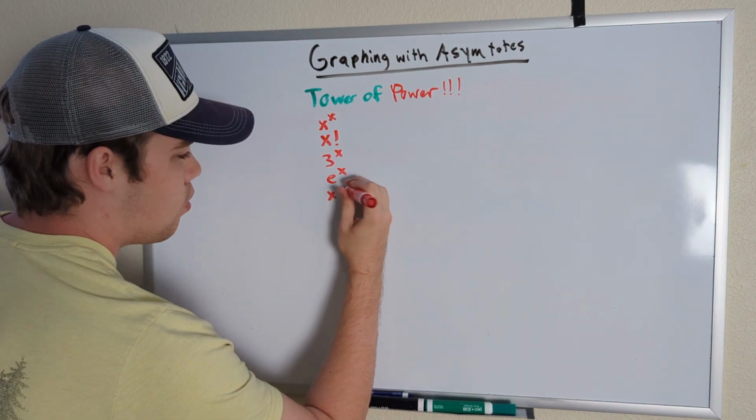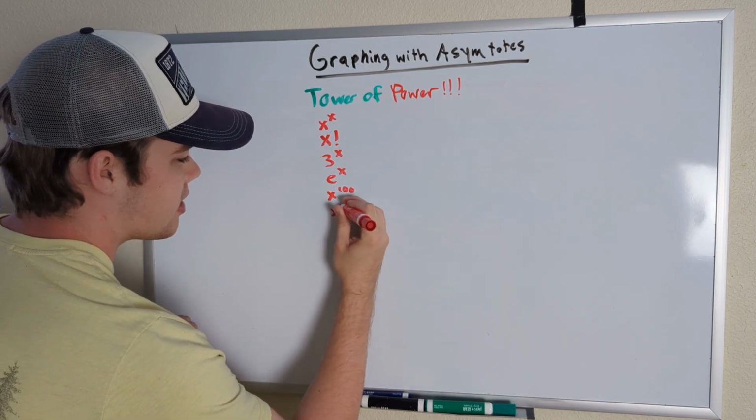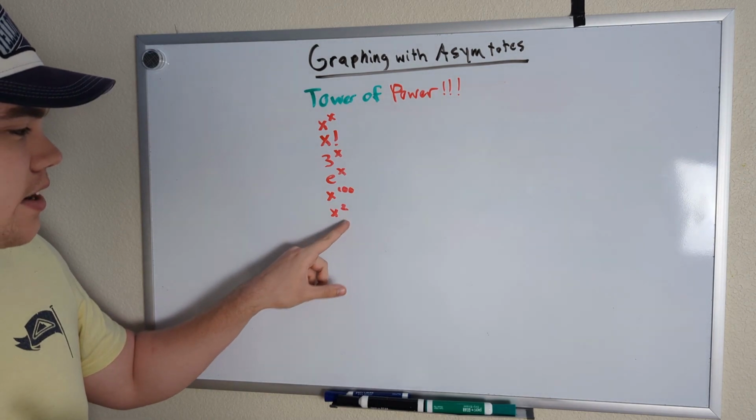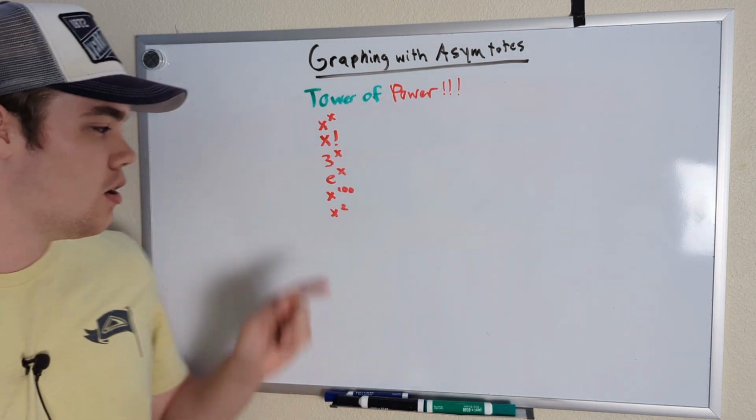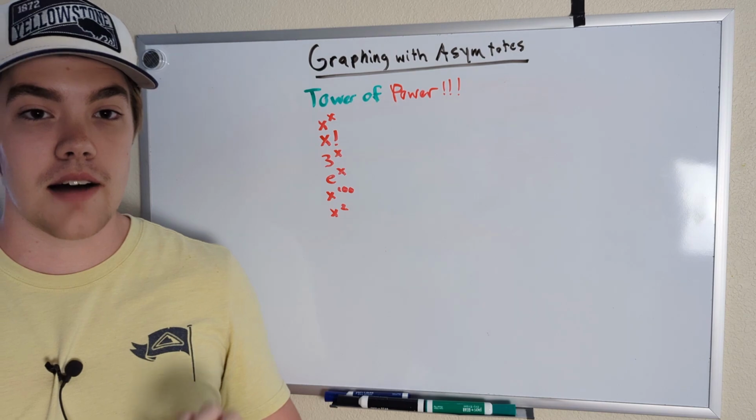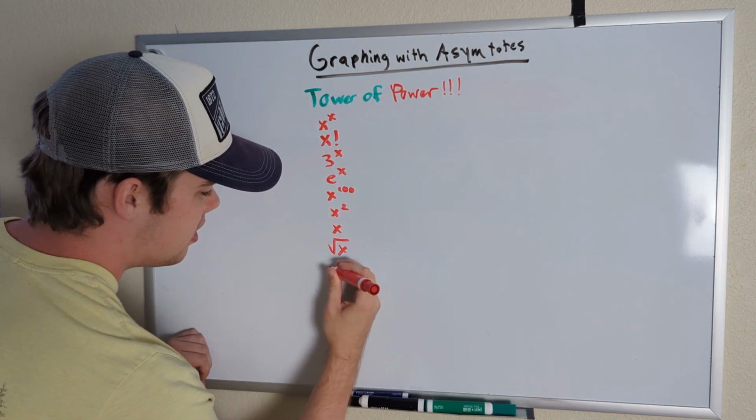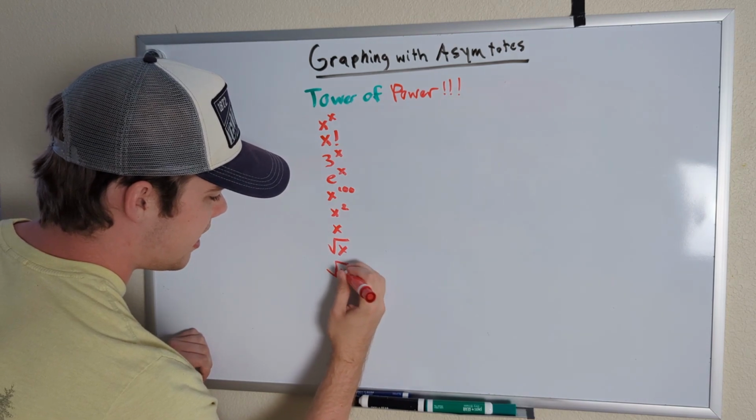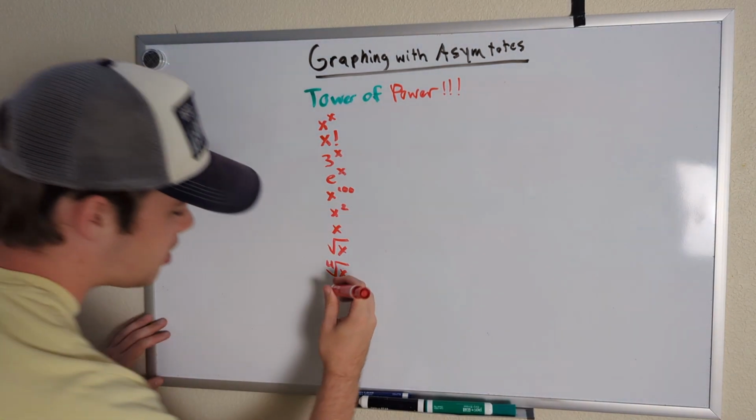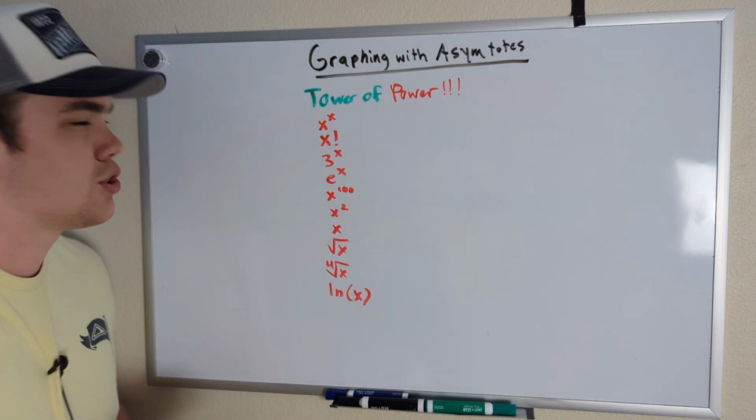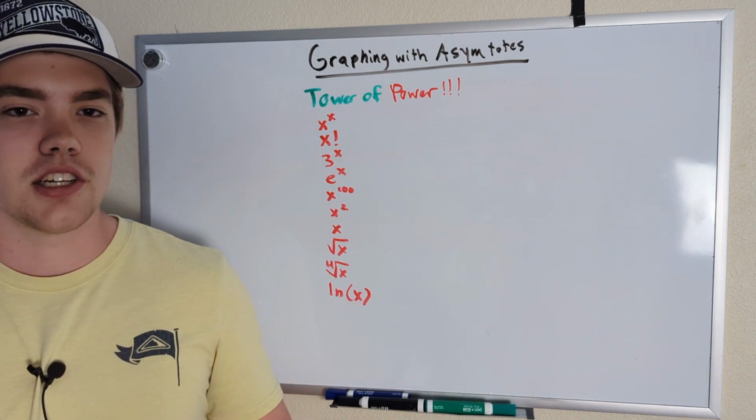Then we have x to the 100th power, and right below it is x squared. Similarly to how e to the x is slightly smaller than 3 to the x, x squared is smaller than x to the 100th. So once you go up the Tower of Power, that just means you have a higher exponent. Then we have x, then we have the square root of x, then we have the fourth root of x, like that. And then all the way at the bottom of our Tower of Power is natural log of x.